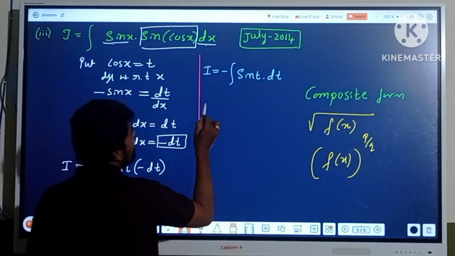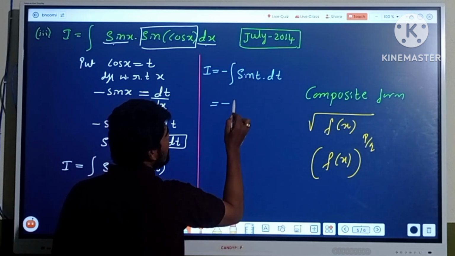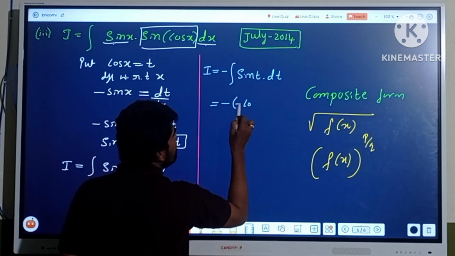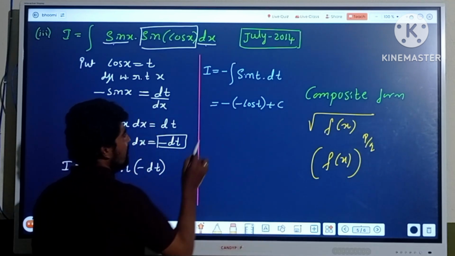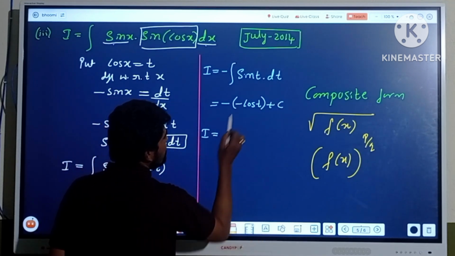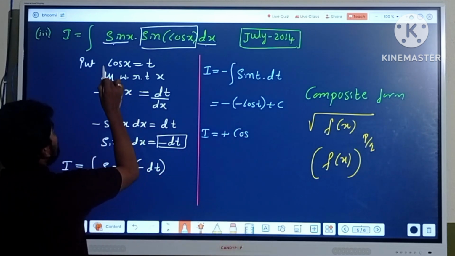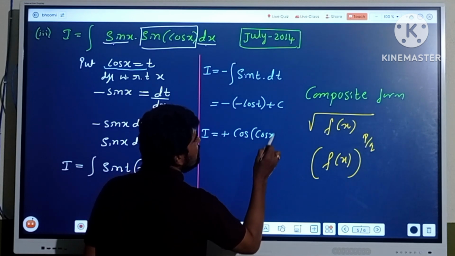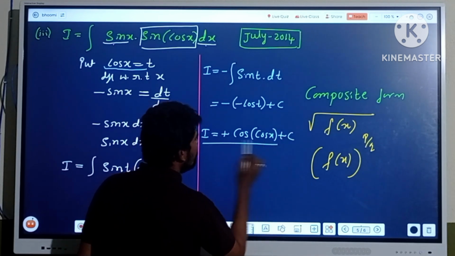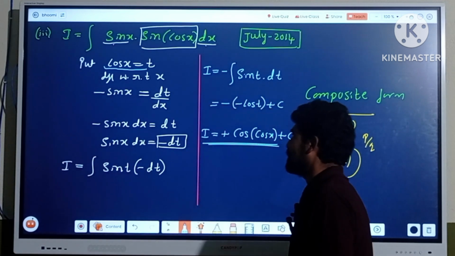Do you know one of the standard integration formulas? The integration of sin t dt is minus cos t plus the integral constant c. Finally, I equals minus into minus, plus cos t. What is t? t is cos x. Therefore, I equals cos of cos x plus c. I hope all of you understood, and this is the final answer for the given integral problem.